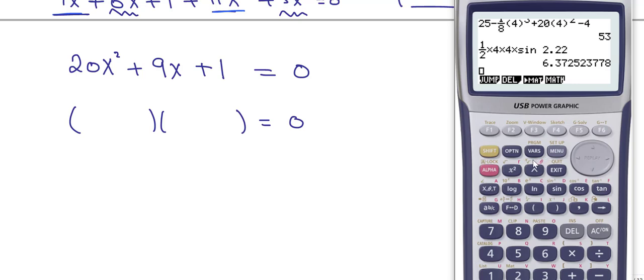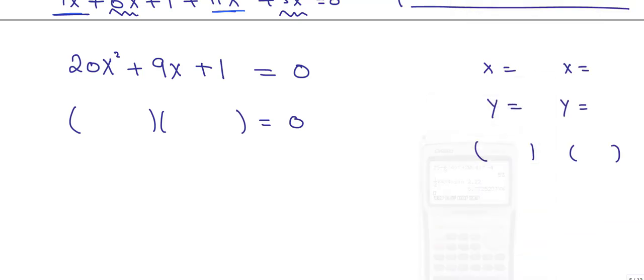You mostly use the FX 92ES. This one is graphical. The one I have is graphical. Tomorrow, God willing, if you are interested, I can show you how to do this on the calculator. But for now I'm going to do it the usual way, by factorization.